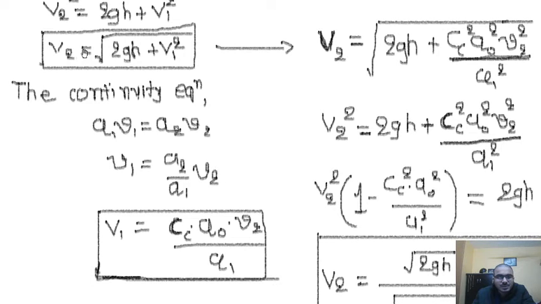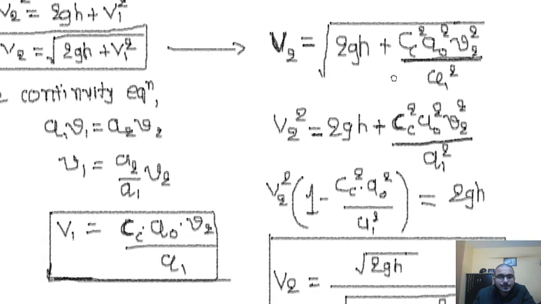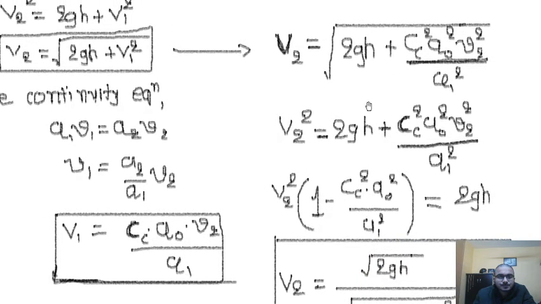Now if you see both these equations, the first equation over here is V2 is equal to square root of 2gh plus V1 square, and here we are having the value of V1. So what we are going to do is put this second value of V1 into our main equation. That is done over here. As you can see that V2 is equal to square root of 2gh plus Cc square A0 square V2 square upon A1 square.